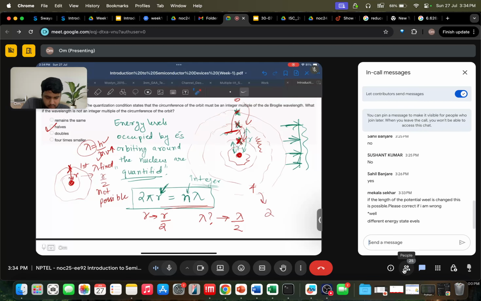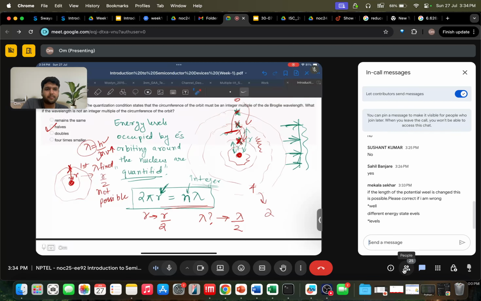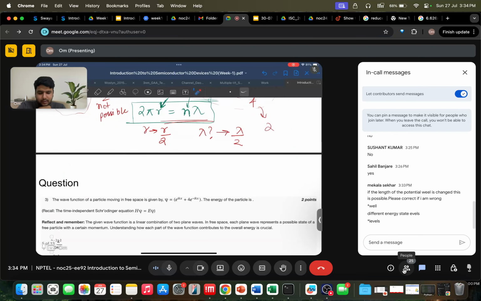Yes, exactly. We have not discussed it yet, but you may have seen the video about the Schrodinger equation and finite and infinite potential wells. So if you change the potential energy, let me put it here. Let's say this is a finite potential well. This is the potential U.